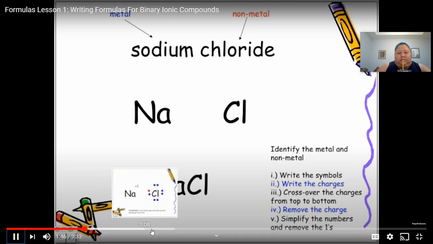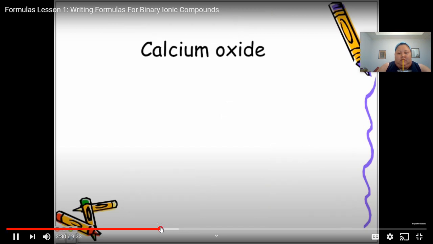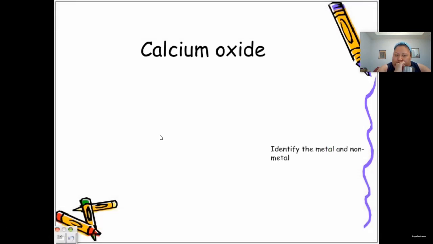Now let's look at the configuration of how this calcium oxide works. I forwarded because he covers something that we haven't gotten to yet. Okay, we're just looking right now at the formula writing process that he discussed. I really like the way he discusses it. Same thing. First step, identify metal and non-metal.